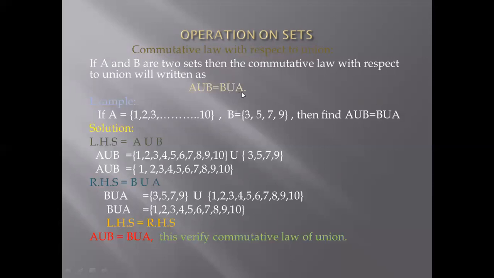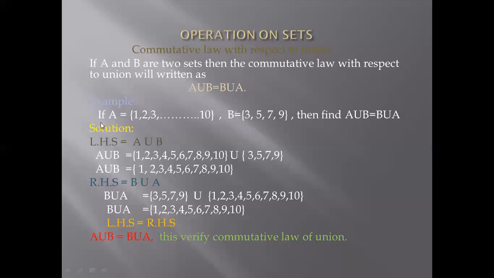You see in this law that only A and B change places. The operation is the same, union, but only the sets change their position. Instead of A, we write B there, and instead of B, we write A. So first we take the left hand side, which is A union B, and we see what the answer of this is.